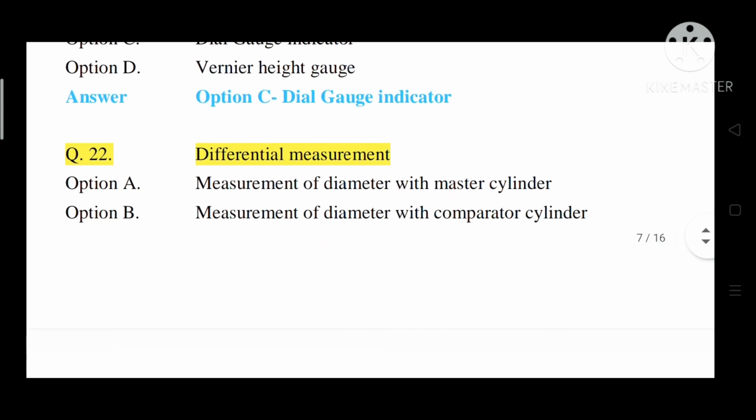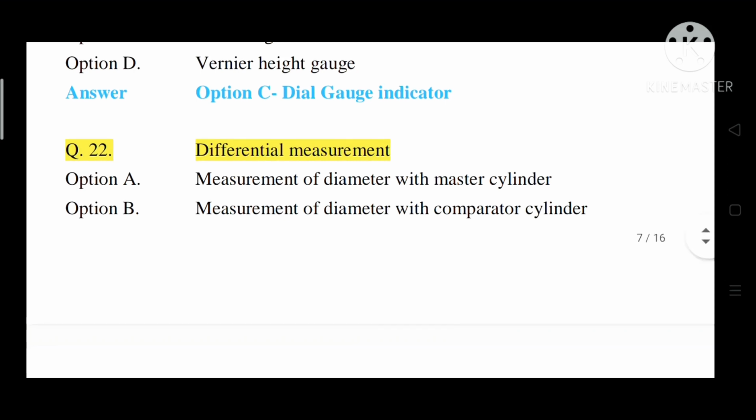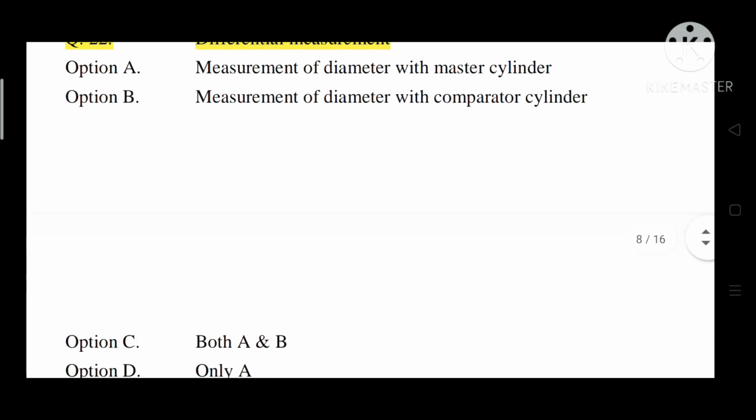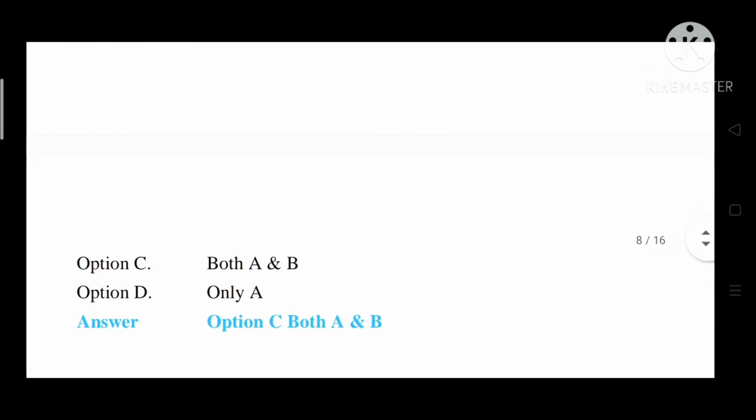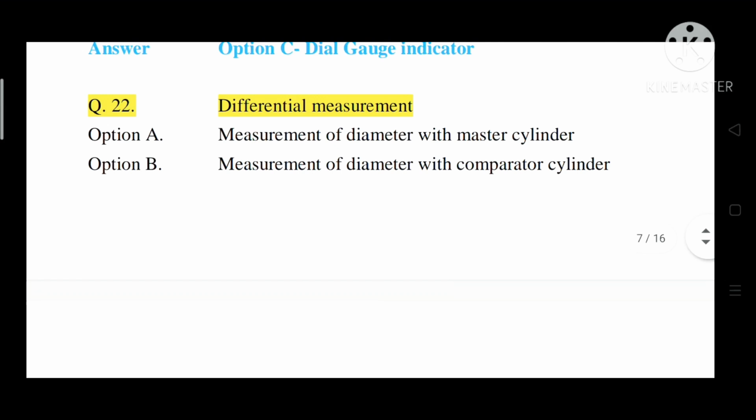Question number 22. What is differential measurement? Options are: option A, measurement of diameter with master cylinder; option B, measurement of diameter with comparator cylinder; option C, both A and B; option D, only A. So the correct answer is option C, both A and B. That is differential measurement with master cylinder and with comparator cylinder.